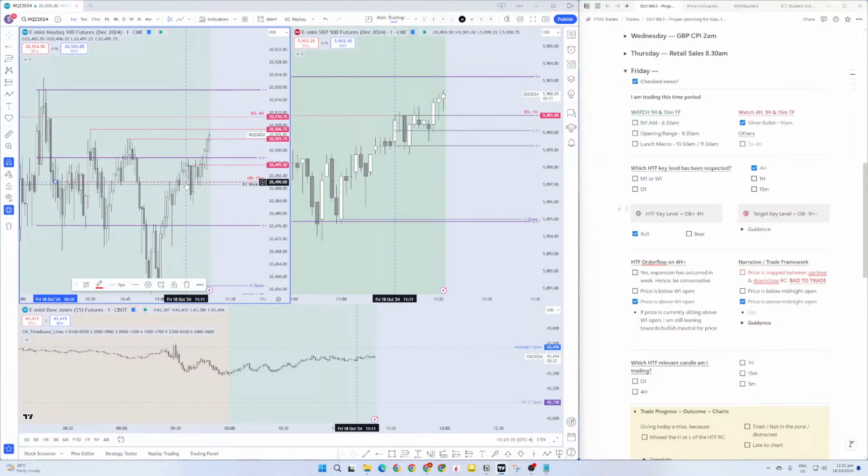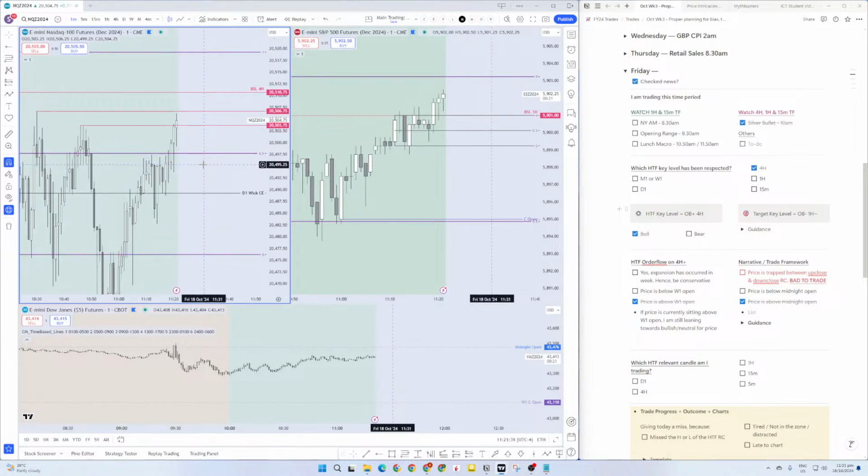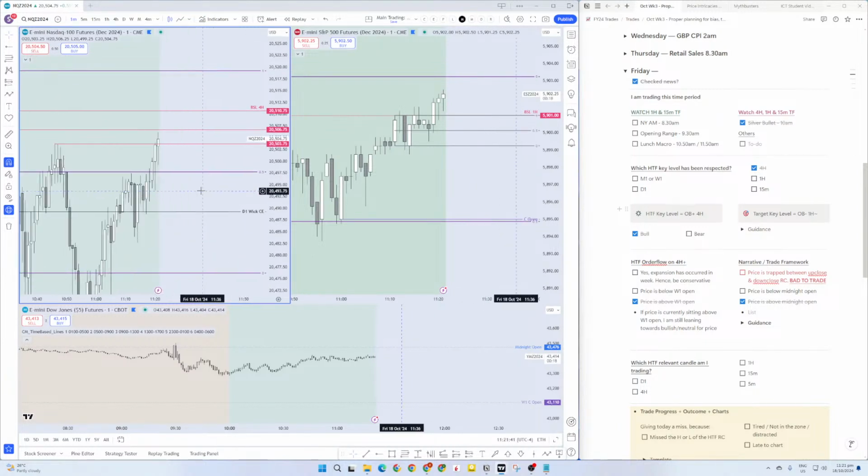But I don't want to take it because I'm not confident. But it's still interesting to read price like this. So yeah.